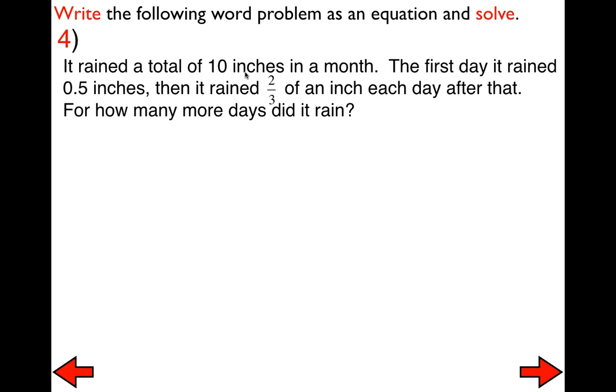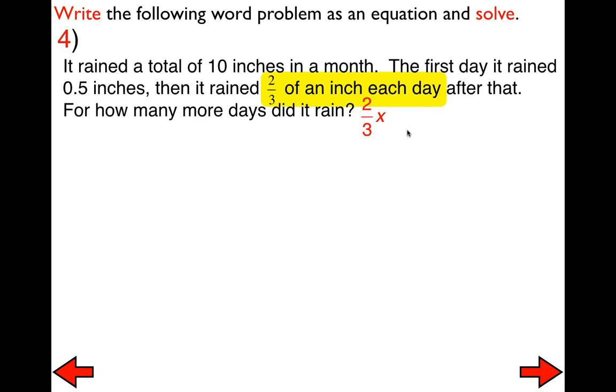It says it rained a total of 10 inches in a month. The first day it rained 5/10 inches, then it rained 2/3 of an inch each day after that. For how many more days did it rain? So first things first, I'm going to go ahead and figure out what my coefficient is. In this case, I'm going to say it's 2/3. Why? Because the word each day is generally a hint to me that it's going to reoccur. Okay, so I'm going to go ahead and write that as 2/3 x.